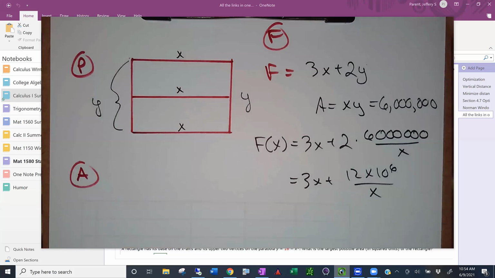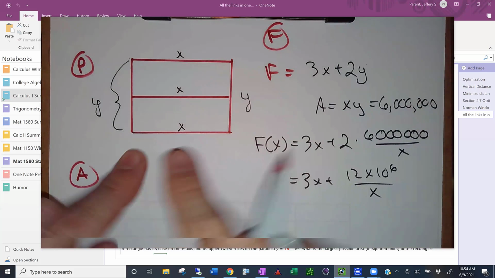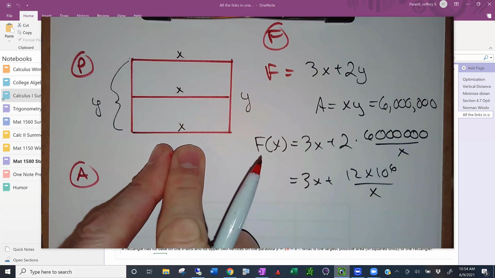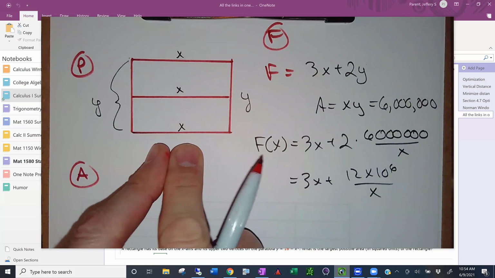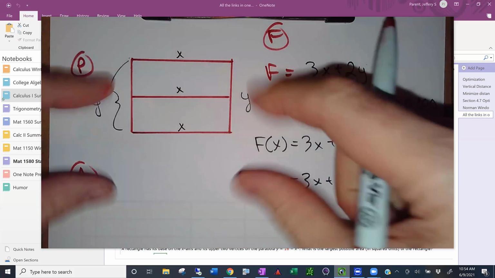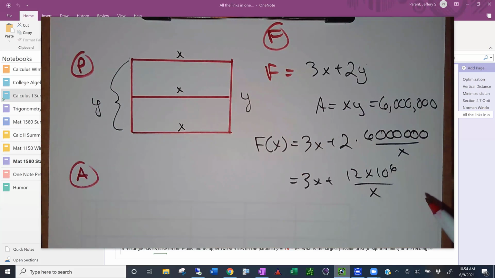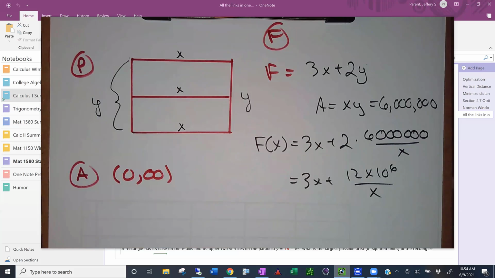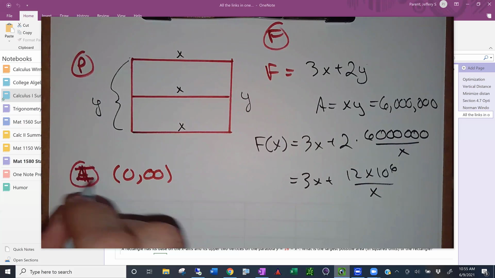Analysis. Well, the only constraint here is that I enclose that 6 million square feet. So I could do it in a lot of ways. I could do it with a really tall but very narrow corral, or I could do it the other way. It could be very wide and very short. But there's no real natural constraint other than x has to be greater than 0 and less than infinity. You're not going to get any negative solutions here. That should be the interval. Next comes analysis.